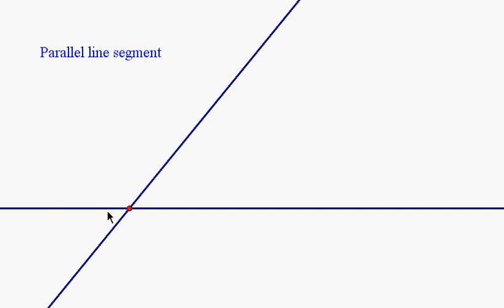So I start off with this line going across the bottom, a horizontal line, just like my horizon. And I'm going to put a point someplace on this line that I want to make a line that also is going to go parallel to this one. So how do we go about making sure that it will be parallel?